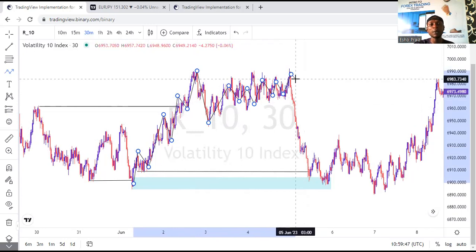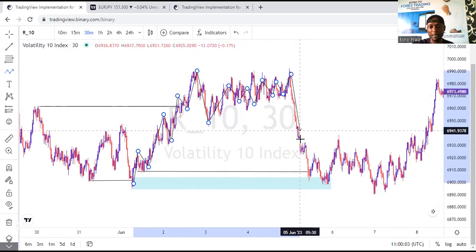Understand? But before the market dropped, the market had already created what? An order block. Are you following what I'm trying to teach you? The market has created an order block. So that order block is our target for sell, right? That order block is our target for sell.